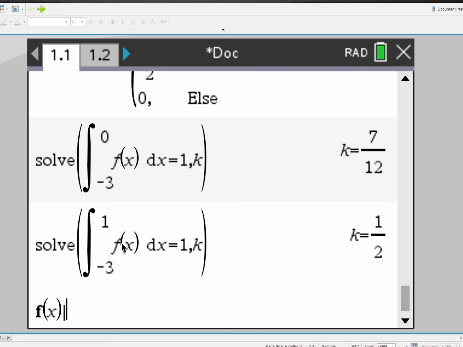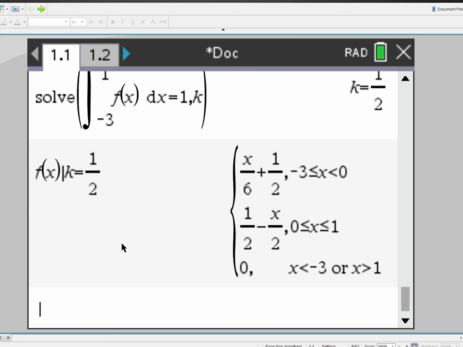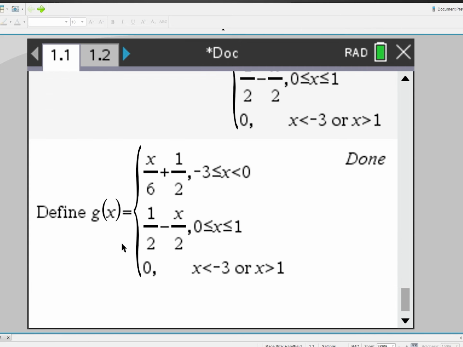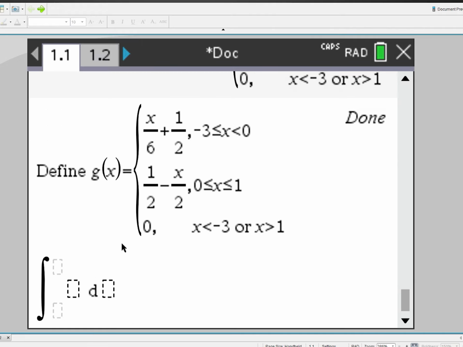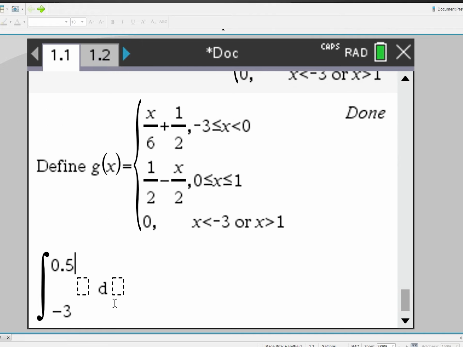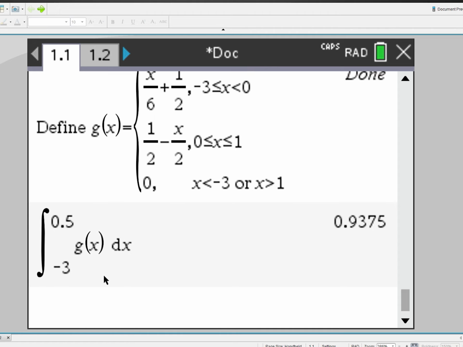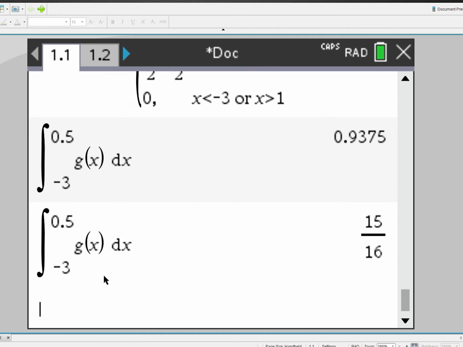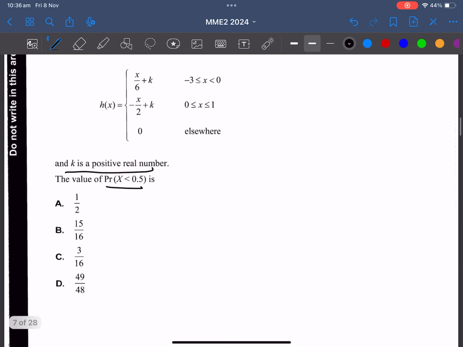Okay, now I'm going to define this function as g, just so that we have a raw copy of k if we ever need it again. And we have to find the probability that x is less than 0.5. So it's just another simple integral now. So -3 to 0.5 of g of x dx. So 0.9375. Can I get a fraction? Okay, cool. So 15 on 16. So option B.